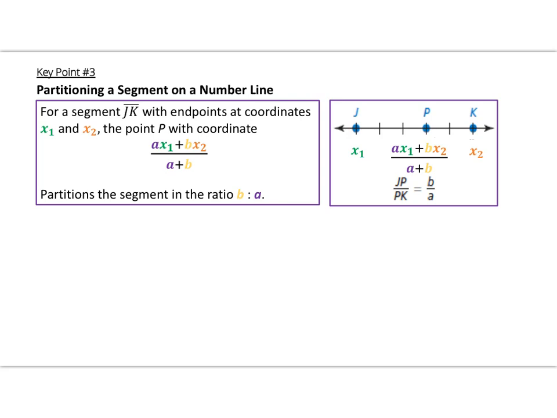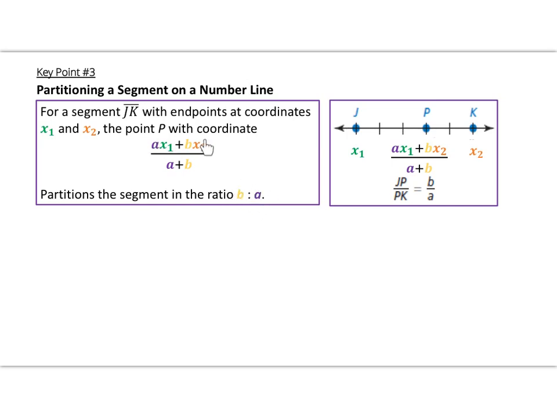All right, next we have key point number 3, partitioning a segment on a number line. So for partitioning a segment JK with endpoints at coordinates x1 and x2, the point P with coordinate a times x1 plus b times x2, all divided by a plus b, will partition the segment in the ratio of b to a. So this is a situation where we're finding a P that's not at the midpoint. So we're not looking for a midpoint when we partition a segment for some ratio b to a.